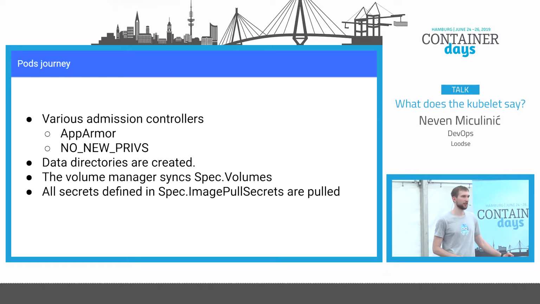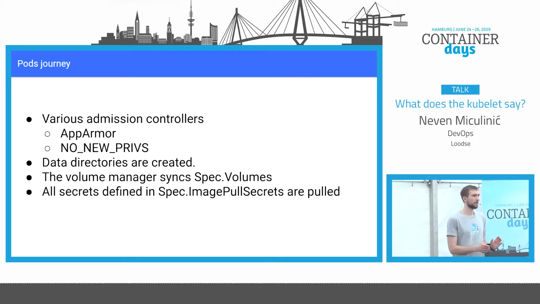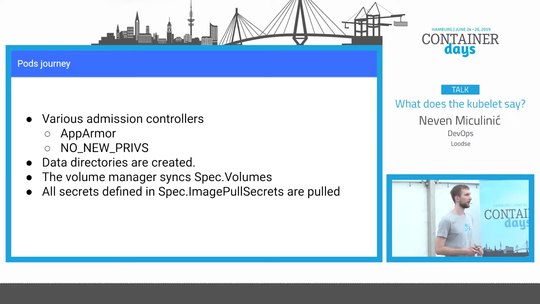So the pod has been scheduled on the kubelet, and we are ready to start it. First, there are those pod sync handlers I mentioned earlier. The first ones are various admission controllers, like checking if the AppArmor profiles are properly formatted, if the no new privileges Linux flag is obeyed, and some other stuff. Then data directories are created. Those are used for pod logs, for mounting the volumes, and some other use cases. The volume manager syncs the spec volumes within those previously created folders.